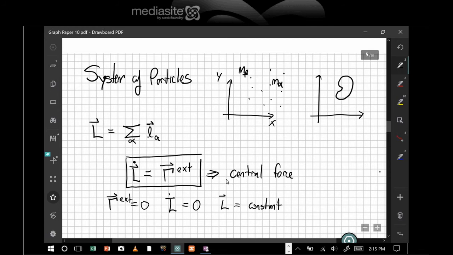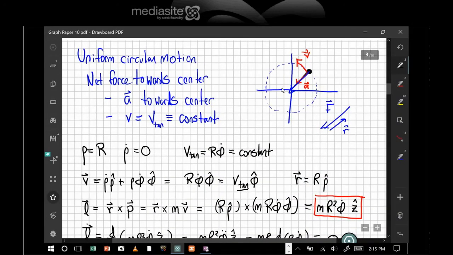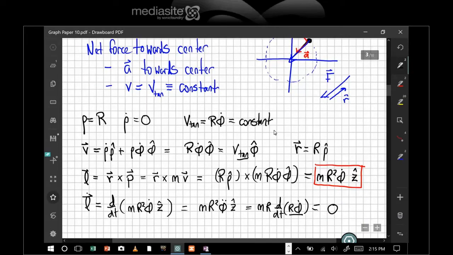Going back to this concept, central forces are important. For central forces, whether I have a single particle or a couple of particles, for example in uniform circular motion, the force is central, and the angular momentum of that particle is going to be conserved because it's a central force, and that force doesn't create a torque on it.